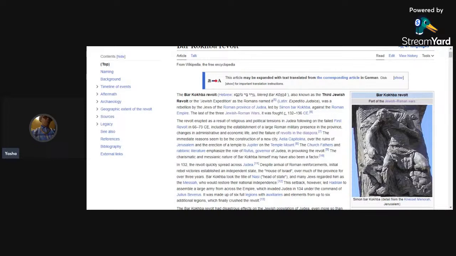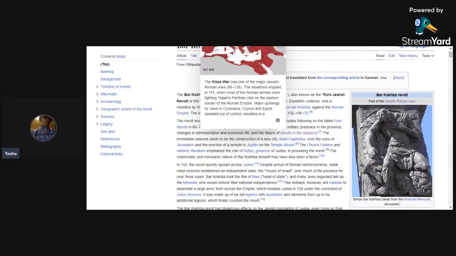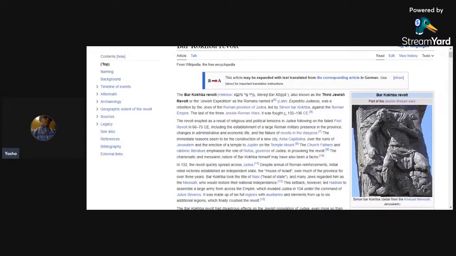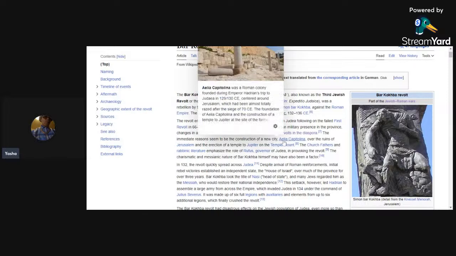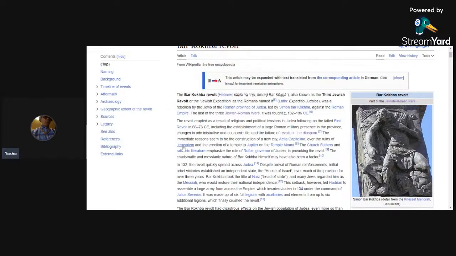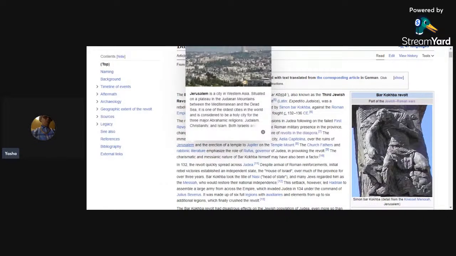So the establishment of the Roman military presence in these provinces, remember I told you about the provinces they were taking over, were provinces that were dominated by Black people at that time, even in the Mediterranean. And there's been constant struggles between white and Black forces over those lands, right? The immediate reason seemed to be the construction of a new city, Aelia Capitolina, over the ruins of Jerusalem.